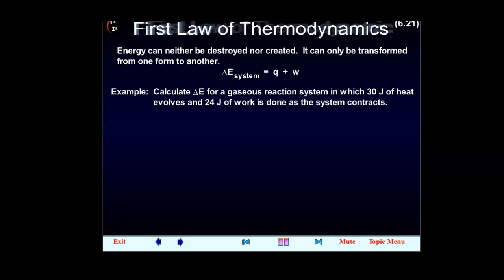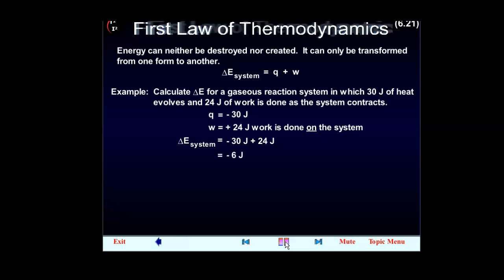6 joules. Example: calculate delta E for a gaseous reaction system in which 30 joules of heat evolves and 24 joules of work is done as the system contracts. Q equals negative 30 joules, since heat evolves. W equals positive 24 joules. Work is done on the system. Delta E system equals negative 6 joules.